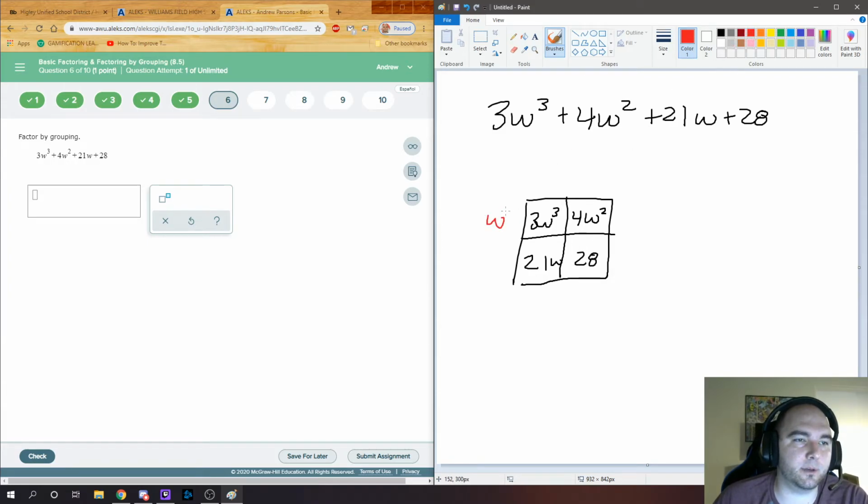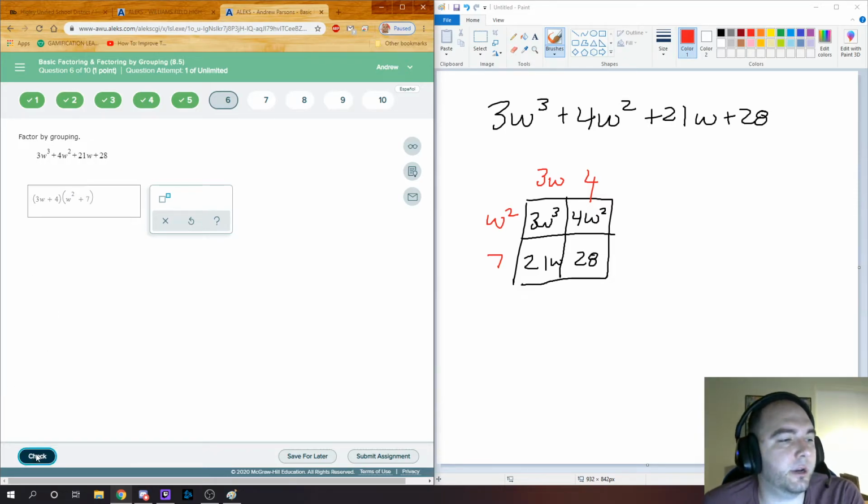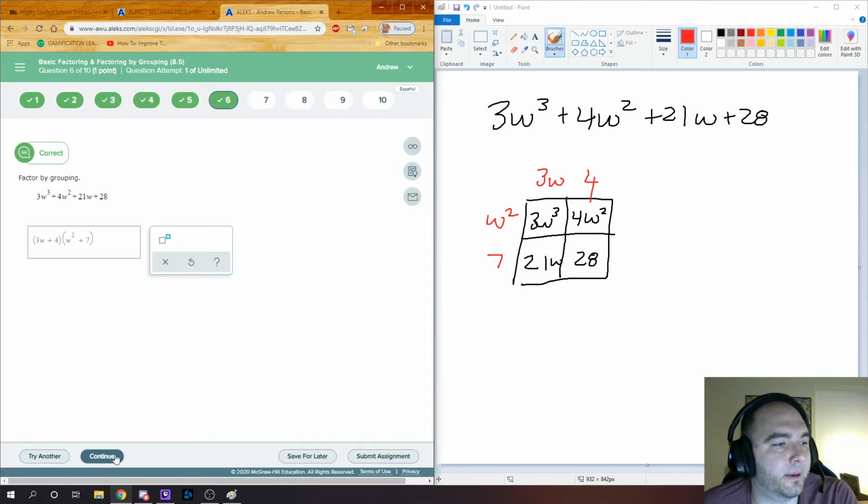First row, I can take out w squared. Second row, I can take out 7. First column, I can take out 3 and w. And second column, I can take out a 4. So I'm just going to go ahead and write the answer over here if you don't mind. It doesn't matter if you write the thing from the row first or the thing from the side first. You should get it right either way. Perfect.